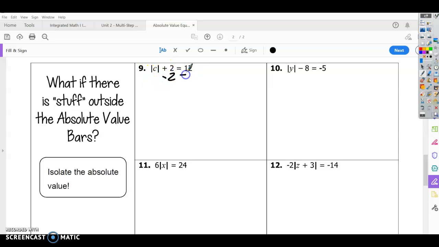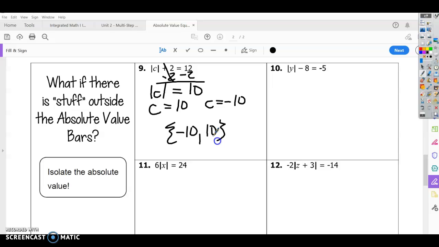Well, it's an equation, so we're going to solve by getting rid of that by subtracting the same thing on both sides. So we're going to bring down the absolute value of c. This is going to cancel. 12 minus 2 is 10. Now that this is isolated, we're going to do like we did in the last video and set this equal to 10 and -10. Absolute value means distance from 0 on a number line. You can go in two directions on the number line, in the positive direction and the negative direction. Then you're going to write it in set notation. So your solution set is -10 and 10.